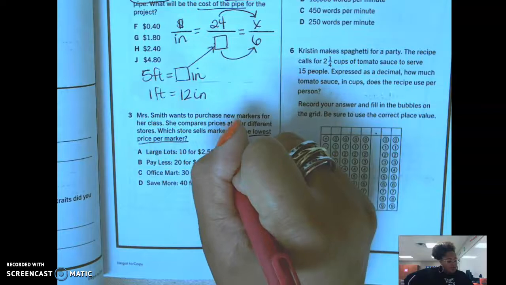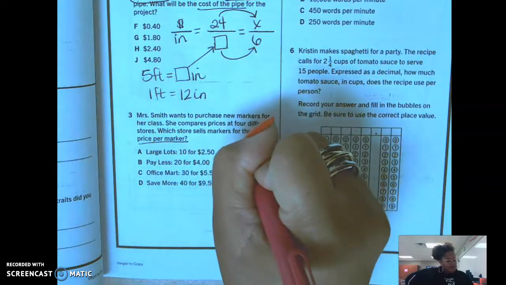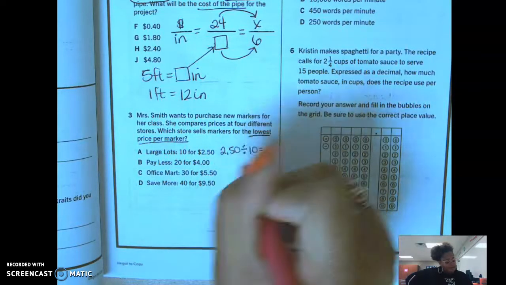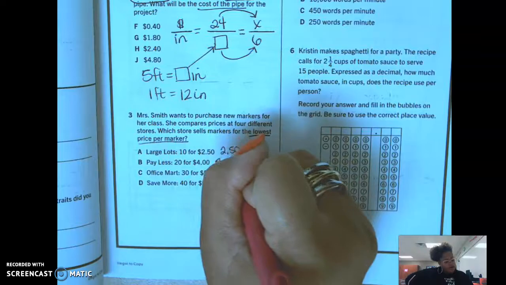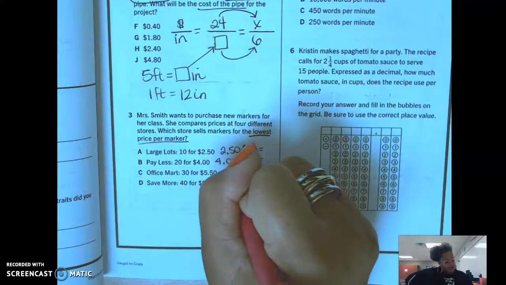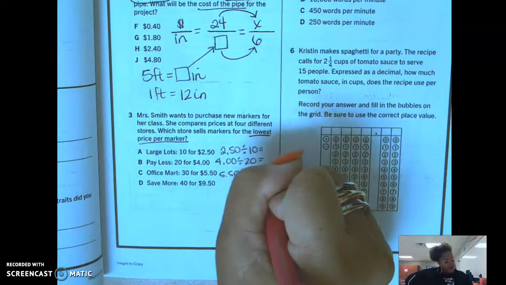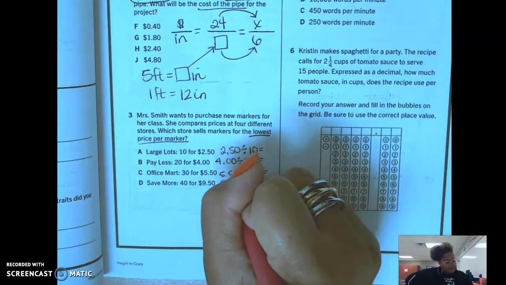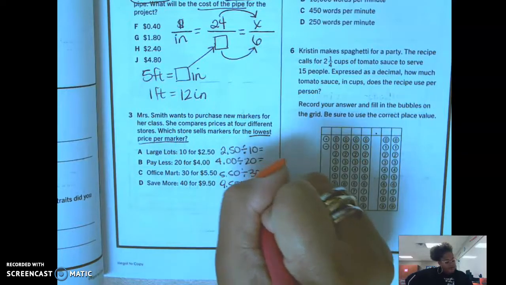So this is $2.50 divided by 10. This is $4 divided by 20. This is $5.50 divided by 30. And this is $9.50 divided by 40.